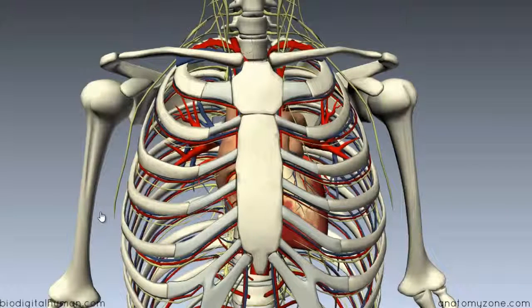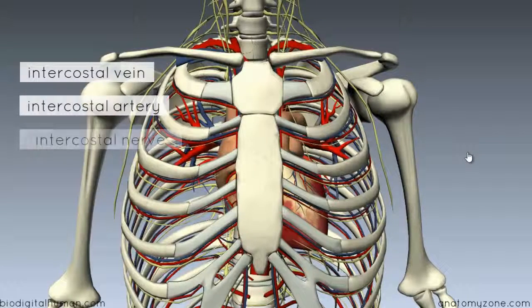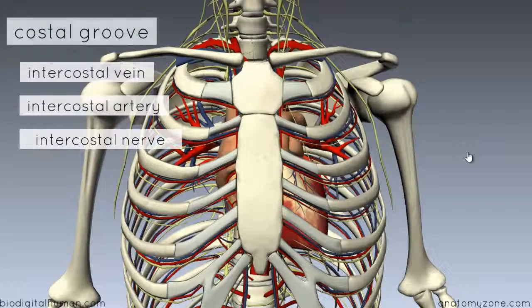So I've removed the muscles from this model, and I want to point out something that's quite important. Between the internal intercostal muscle and the innermost intercostal muscles, you've got a neurovascular bundle. So you've got the intercostal vein, artery and nerve, which lie in the subcostal groove underneath the rib.